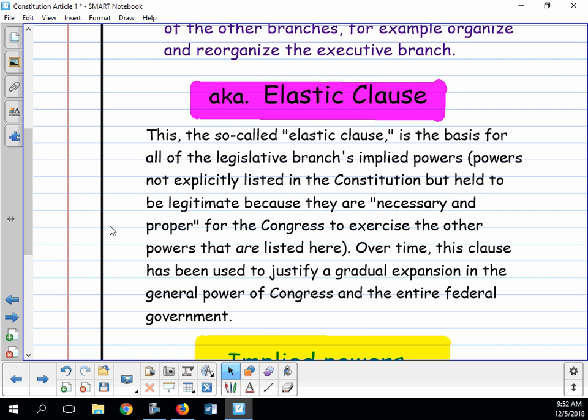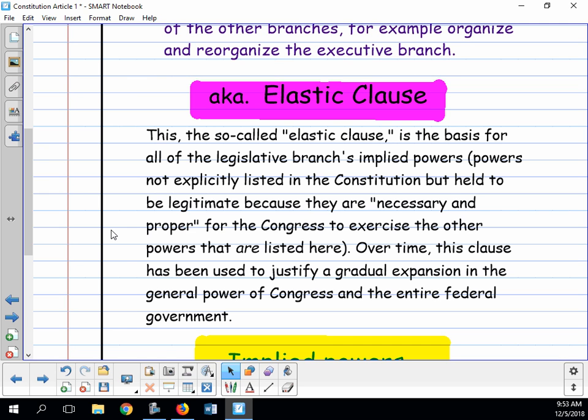I'll read this. This, the so-called elastic clause, is the basis for all the legislative branch's implied powers. Now, we haven't talked about implied powers yet. We will. But you need to know what implied means: these are not explicitly listed in the Constitution, but they are legitimate because they are necessary and proper for Congress to exercise these powers that are listed here. It is appropriate for them to enact.